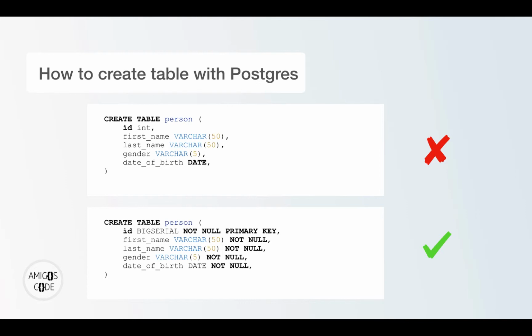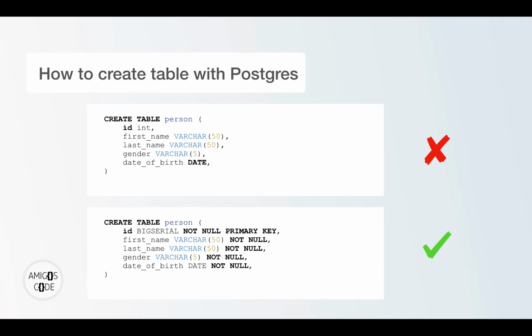The same for first name. What I'm saying is not null. So if you want to insert a person into this table, you should specify the first name, last name, gender, as well as date of birth. Let's go ahead and improve our table with these constraints.